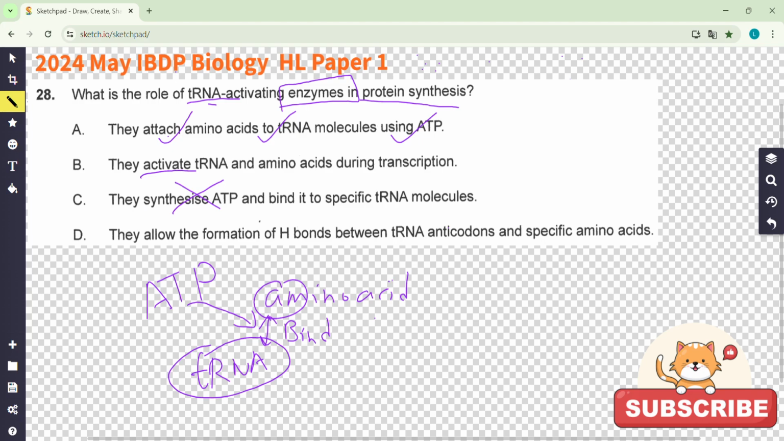Activate. I think I will use the word binding. Yeah, it binds with it, right? Not activate the tRNA. I think it just binds to it. Okay, what's the problem of D?